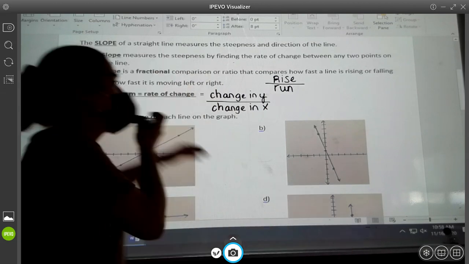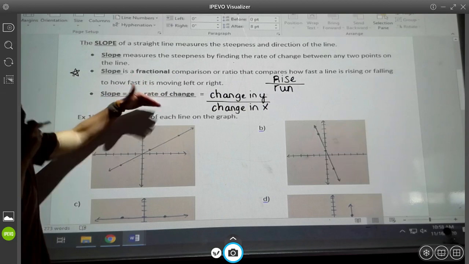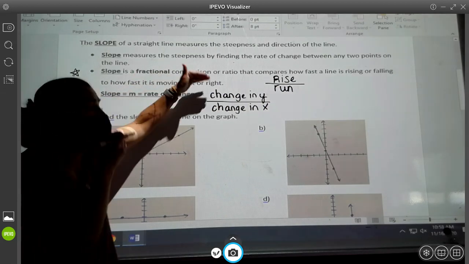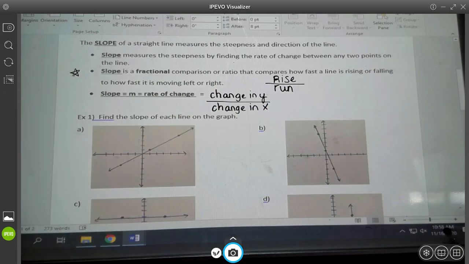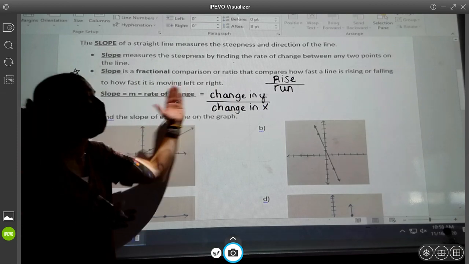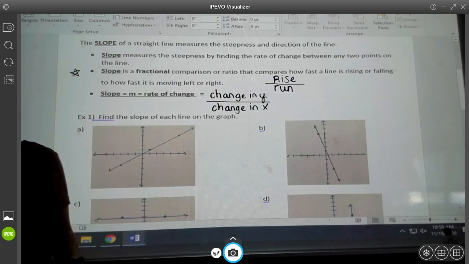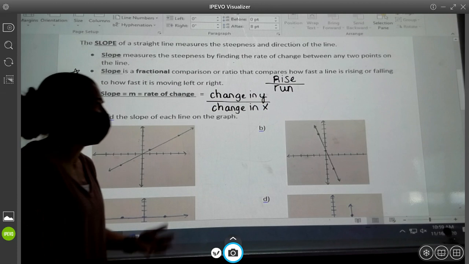Way back in the day, when slope was invented, they literally defined slope to be the change in y over change in x. So it's purely the way it was defined. It has to be change in y over change in x. So please make sure you're doing that. Do not put x on top and y on bottom. That's usually the biggest mistake that I see.